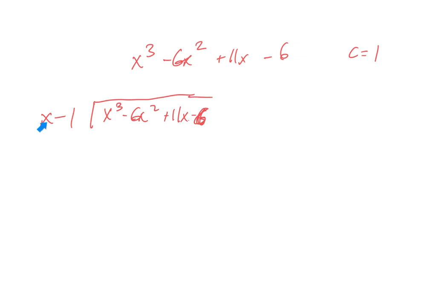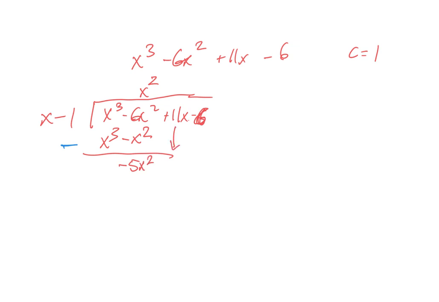And then the process is I go x into x cubed is x squared, and I keep it vertically aligned over the x squared. Then I multiply x squared times x is x cubed, and x squared times negative 1 is negative x squared. Subtract. x cubed minus x cubed is 0. Negative 6x squared minus x squared, but it's minus a negative x squared. So then that would give me negative 5x squared.